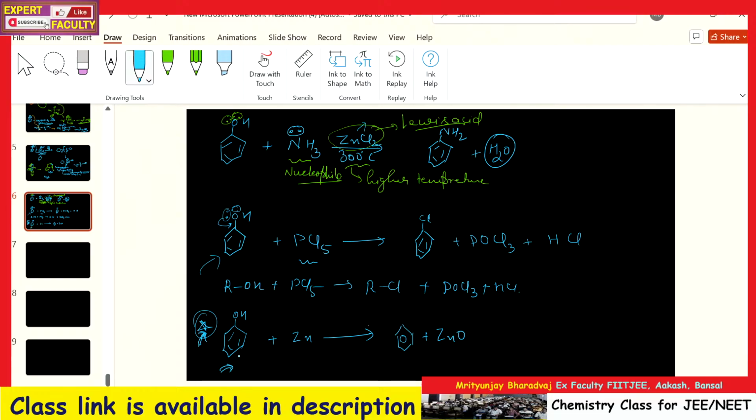So how do we reduce phenol into benzene? By using zinc. So these are the reactions. In all these reactions, what are we doing? We are removing OH. We are removing OH. So these are the reactions.